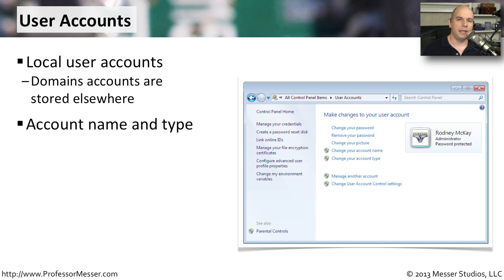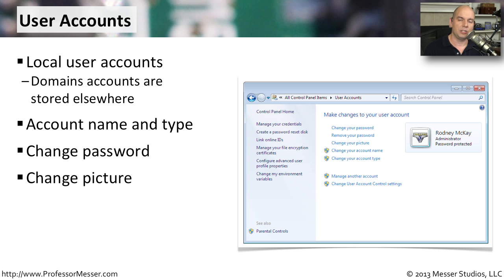As you would expect, the configuration options inside of user accounts are things that will allow you to customize the experience for the user. For instance, you can configure an account name and the type of account. You can decide who happens to be an administrator and who doesn't. You can also modify a password. If somebody happens to forget their password or you would like to change it, you can do that from inside the user accounts utility.